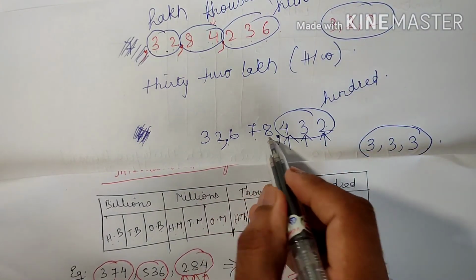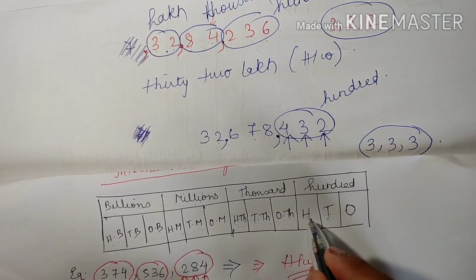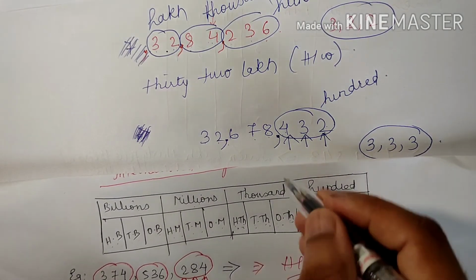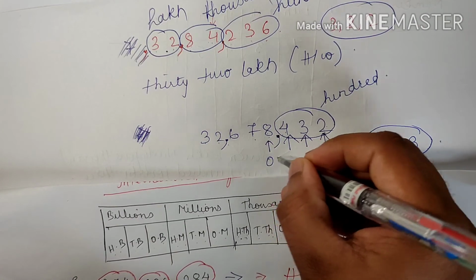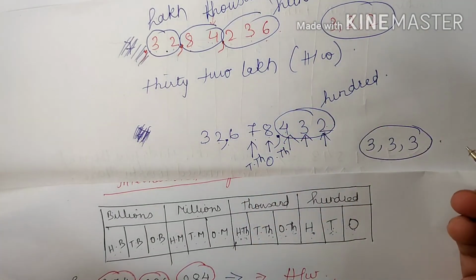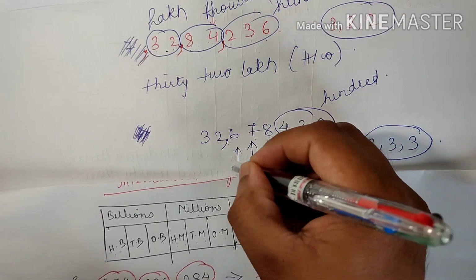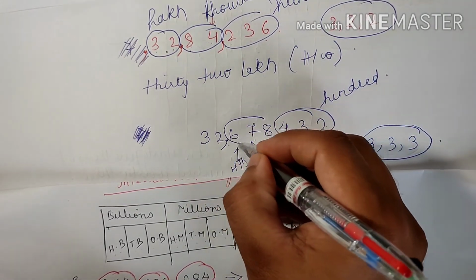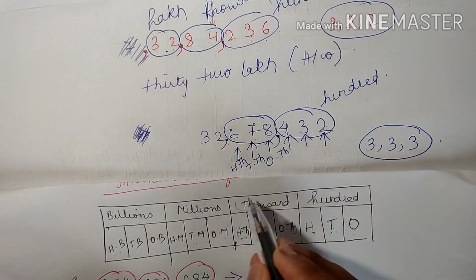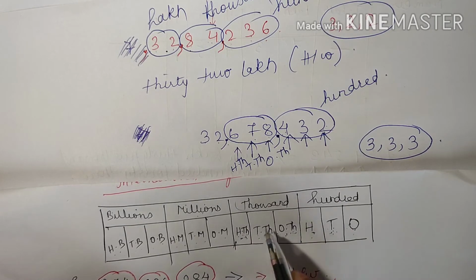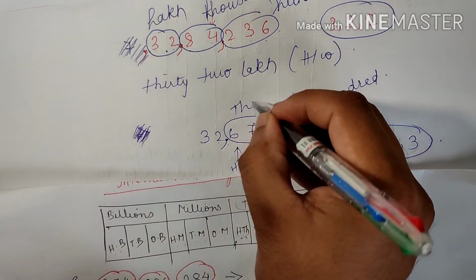What about this 678? Let's see, after 1, 10, 100 we have 1000, 10,000 and then 100,000. So this 8 will represent 1000, 7 will represent 10,000 and lastly 6 represents 100,000. So what is this 678 representing? 1000, isn't it? Since we are writing these 3 digits in this form, it is in the thousands place.